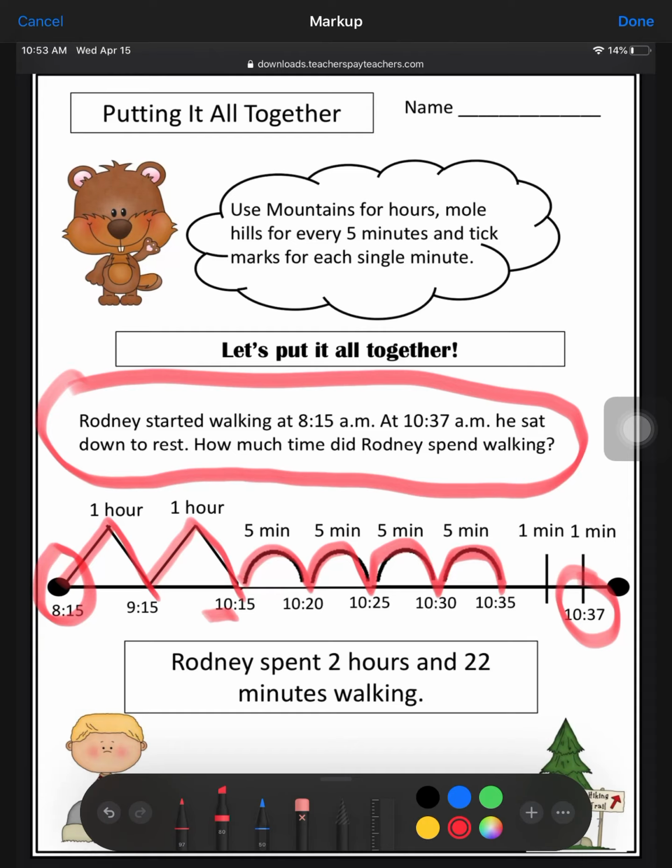Now we're going to stop counting by fives there, because if we counted by another 5, it would be 10:40, and that would be past 10:37. So now we're going to count by ones. We're going to use tick marks to count by ones. So 10:35, 10:36, 10:37. Now we can go back and put it all together. How much time did Rodney spend walking? He spent 2 hours. Now we're going to count our fives, 5, 10, 15, 20, 21, 22. 2 hours and 22 minutes walking.